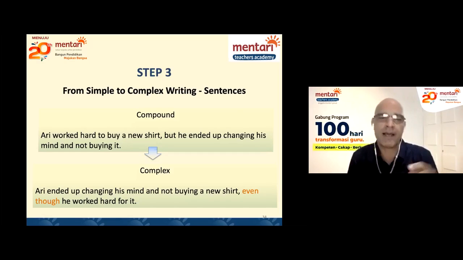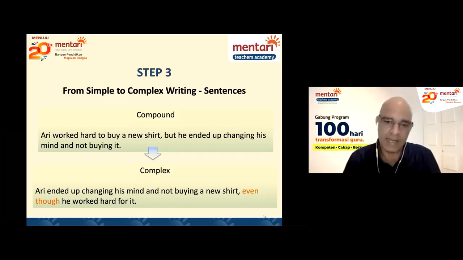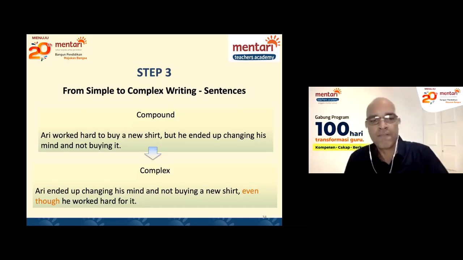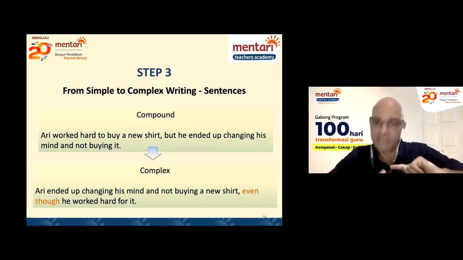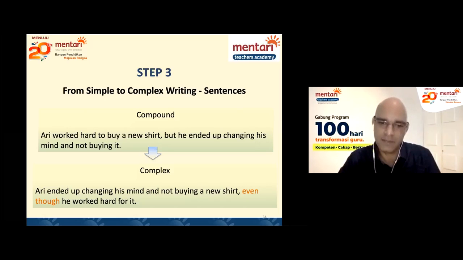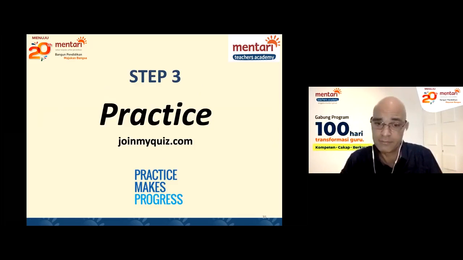Especially if you're teaching academic writing at higher levels, this is something you do want to emphasize. And complex structures allow me to reposition ideas in the sentence. What am I talking about here? I'm talking about the fact that in my first sentence, the compound one, buying a new shirt came first, and changing his mind and not buying it came second. But the complex sentence allowed me to switch that around, okay? And to put the first idea last and the last idea first. And this is very, very important in terms of connecting my writing as a paragraph, okay?